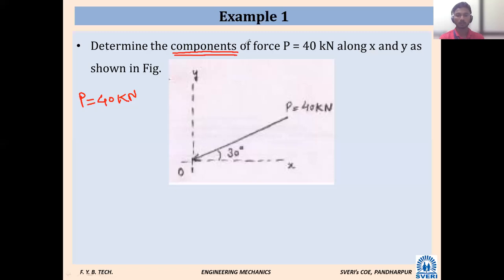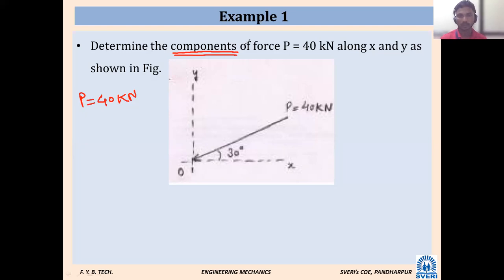What are we going to call those two components? F cos theta or F sin theta? No. We are going to call them the X component and the Y component. So which one should we call the X component? The component which is along the plane, and the Y component is perpendicular to the plane.